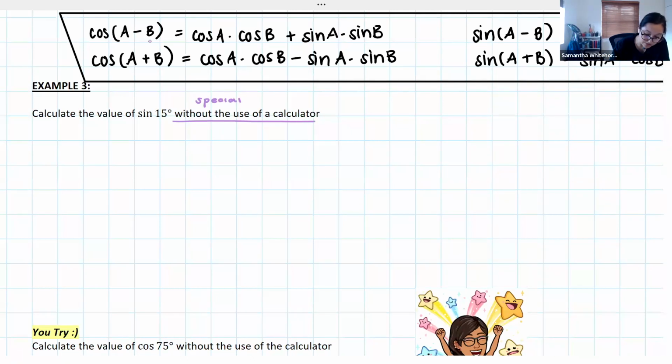Okay, so grade 12, my question to you is, what special angles can you add and subtract together in order to get an answer of 15? So for example, 60 minus 30 gives us an angle of 30. What special angles could I add and subtract to end up with 15?